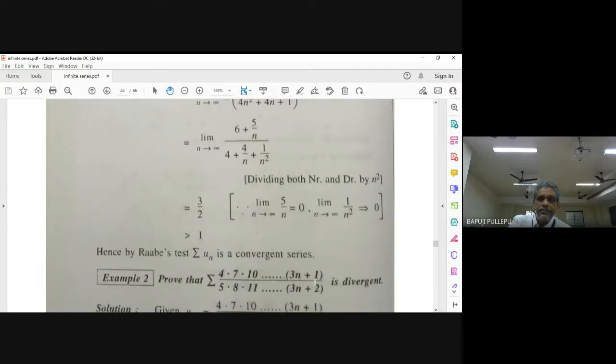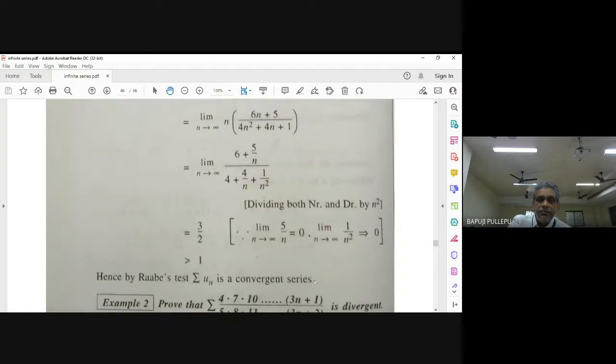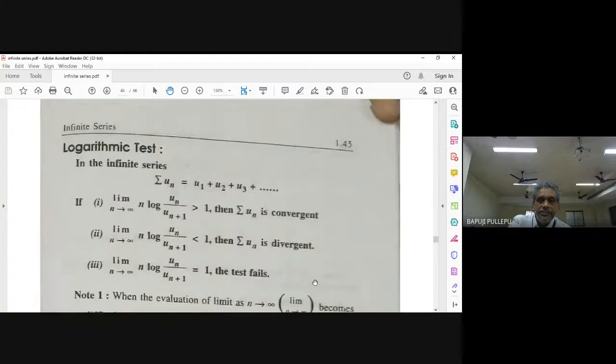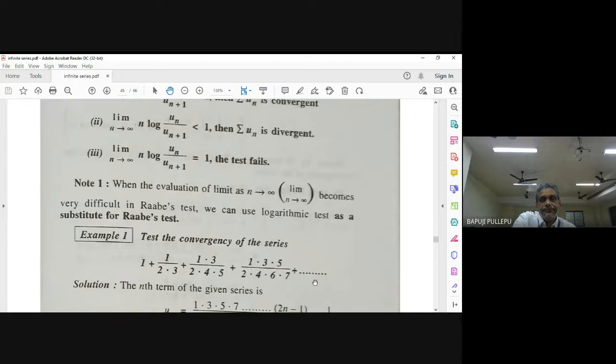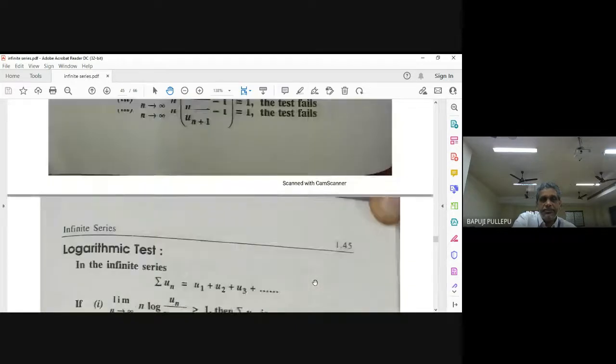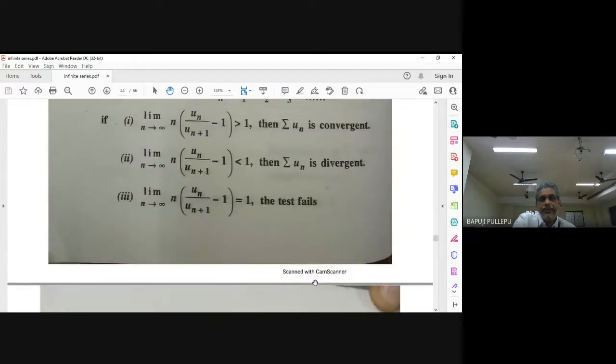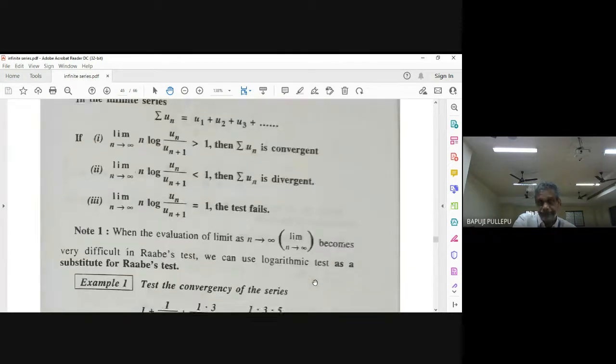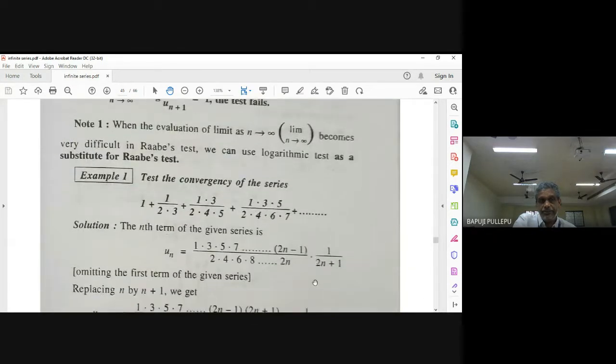Raabe's test: is it greater than 1, convergent or not? He's telling Raabe's test less than 1. Oh, greater than 1 convergent. Sorry, sir, it's not less than 1. Less than 1 means divergent. Equal to 1 means fails. This logarithmic test and Raabe's test are the same only. Greater than 1. The D'Alembert's ratio is different actually.